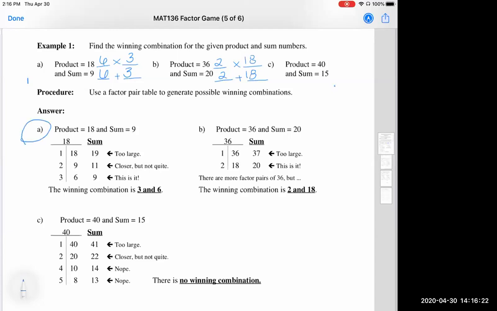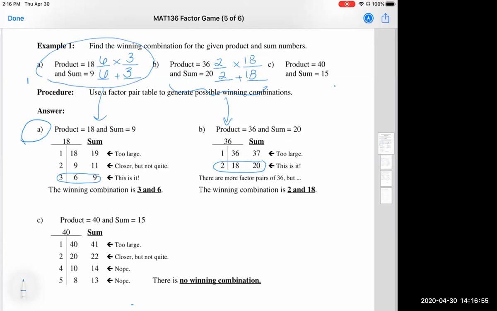And you have your work here. For A, which we did here, it shows how 1 times 18 gives you 18, 2 times 9 gives you 18, and 3 times 6 gives you 18. But when you add them up, there's only one that works. We wanted it to add up to 9, so that's the winner. For B, that we just did, we have our work there, and we see how 2 plus 18 is our winning pair.